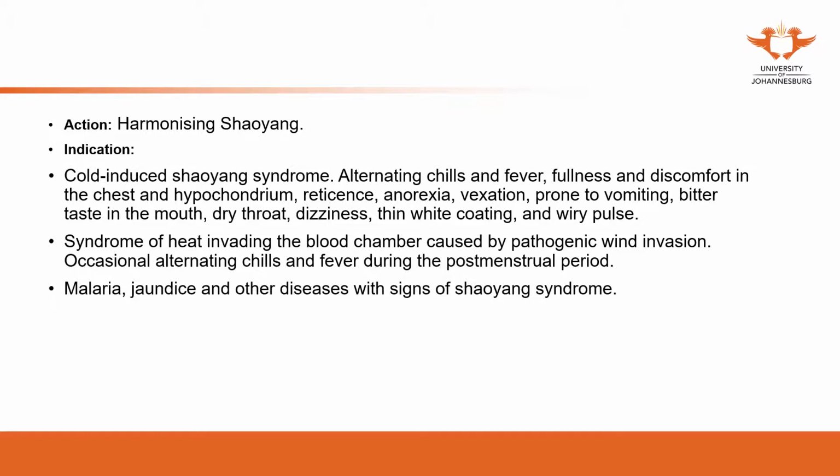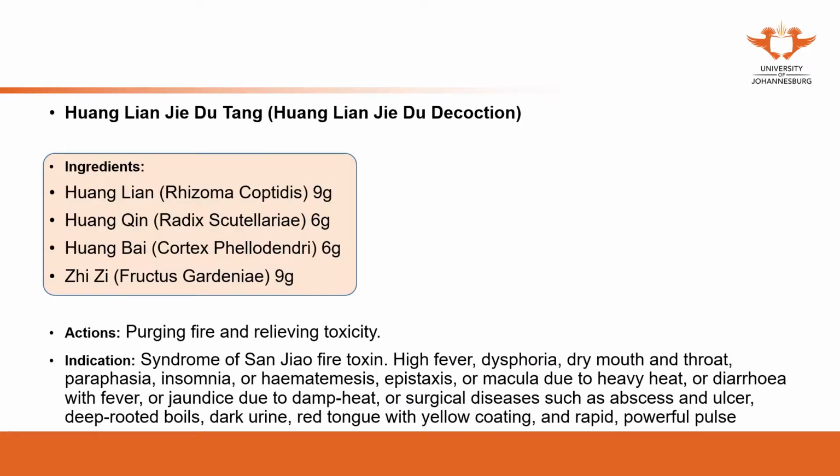Although here we mentioned a few disease names, like malaria, jaundice, and other diseases, the treatment from 小柴胡汤 is not only limited to malaria and jaundice. We can use it for all kinds of diseases that present as 少阳 syndrome. The second formula that we are going to study is 黄连解毒汤. 黄连解毒汤, there are 4 ingredients.